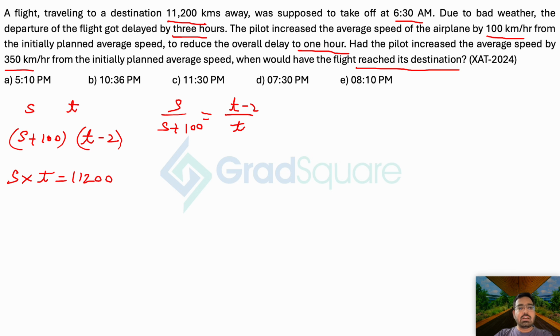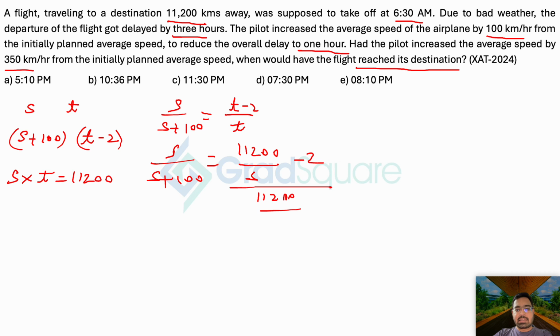T value will be what? 11,200 divided by S. So S by S plus 100. And what will be the value of T? The value of T will be 11,200 divided by S minus 2 divided by T, which will be again 11,200 divided by S. We will just try to solve this equation.